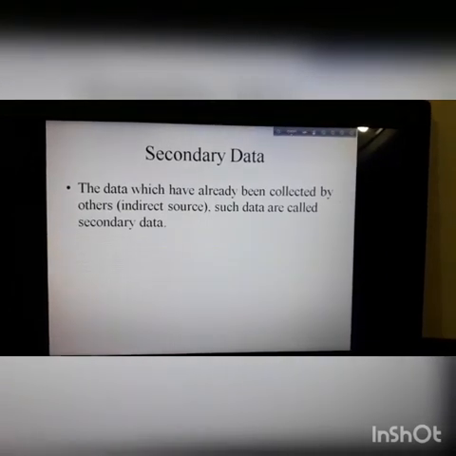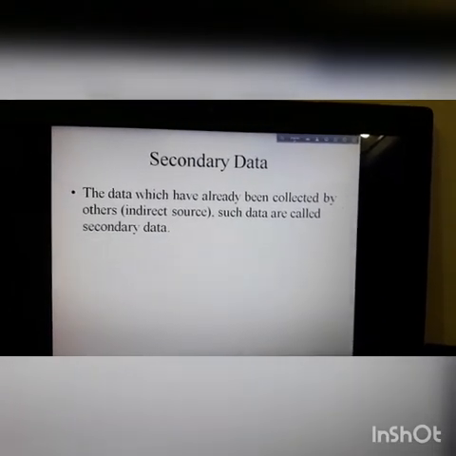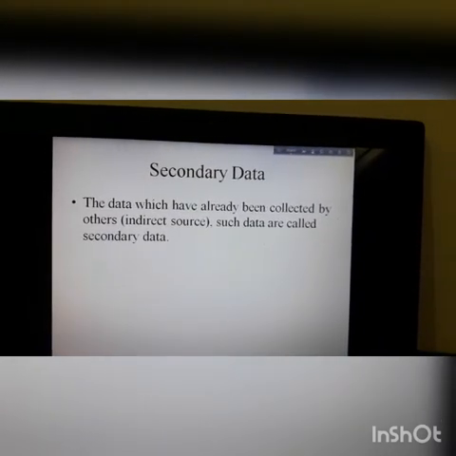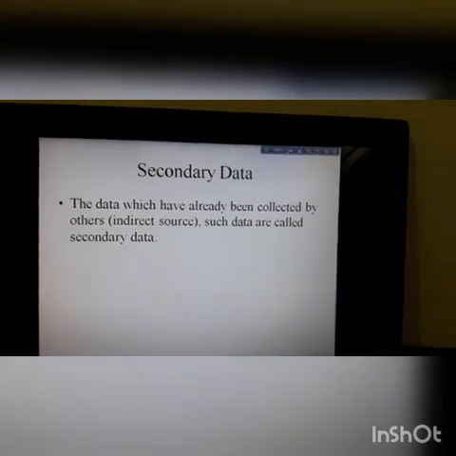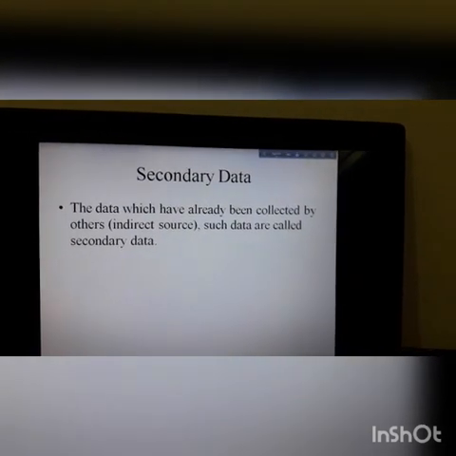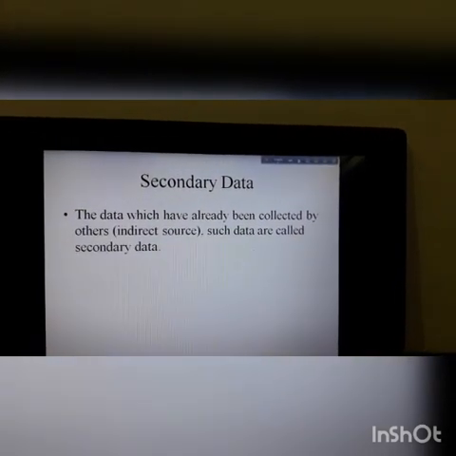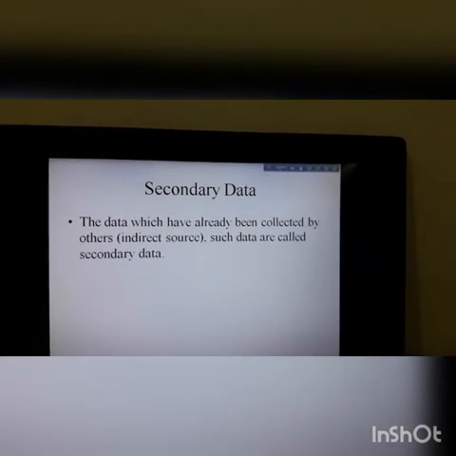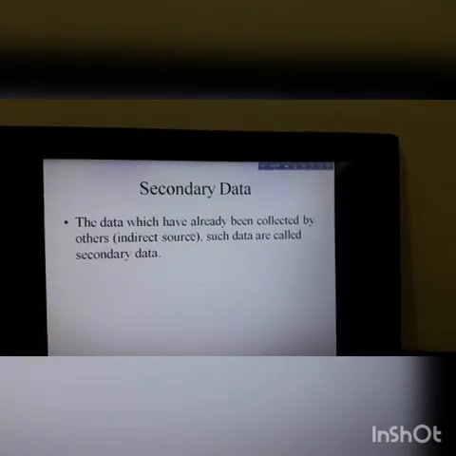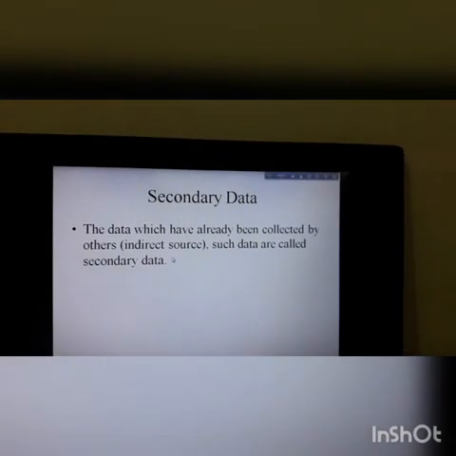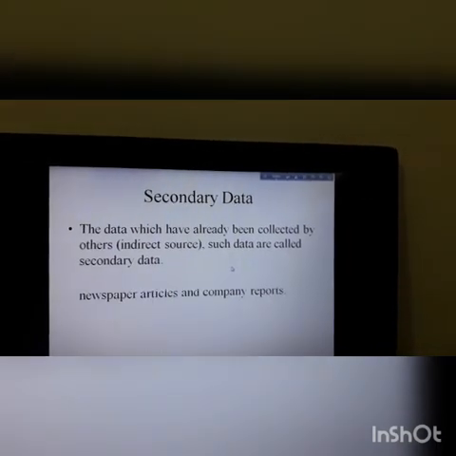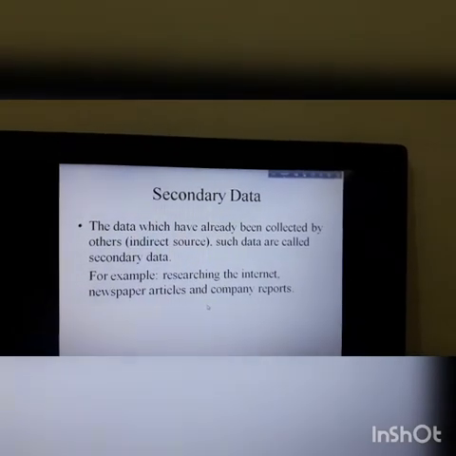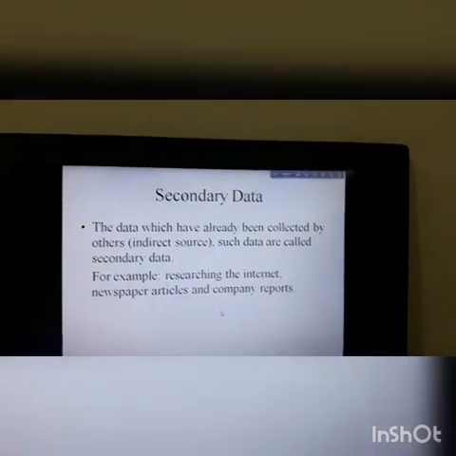The data already collected. You may collect the data from any organization, from other persons. In that moment it is already collected, but you have not collected it directly from the source. When you collect the data from an indirect source, then that type of data is known as secondary data. So the data which have already been collected by other sources are called secondary data. For example, researching the internet, newspaper articles and company reports are examples of secondary data.